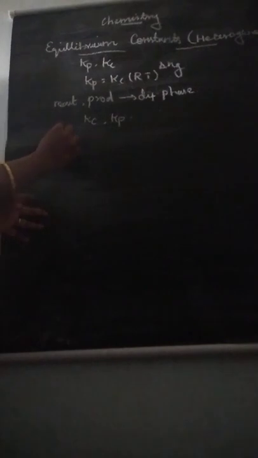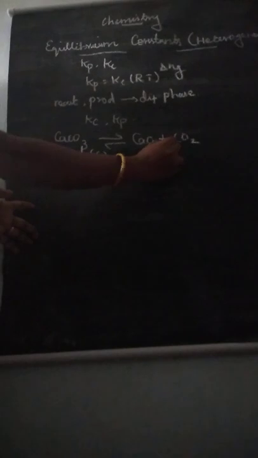So here your topic is equilibrium constants. Calculate the equilibrium constants Kc and Kp for heterogeneous reaction. Consider one simple example of heterogeneous equilibrium, calcium carbonate. This calcium carbonate dissociates to form calcium oxide and carbon dioxide.